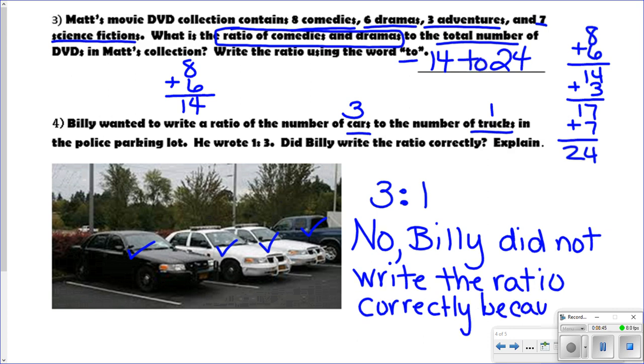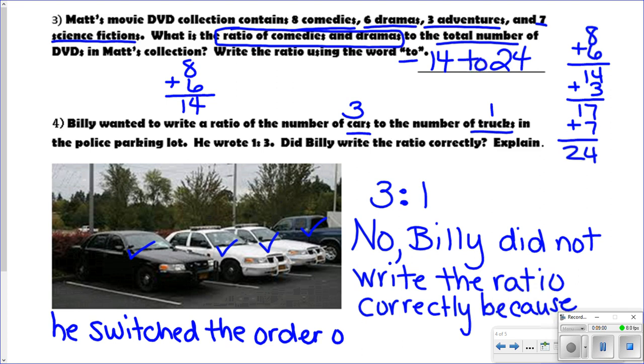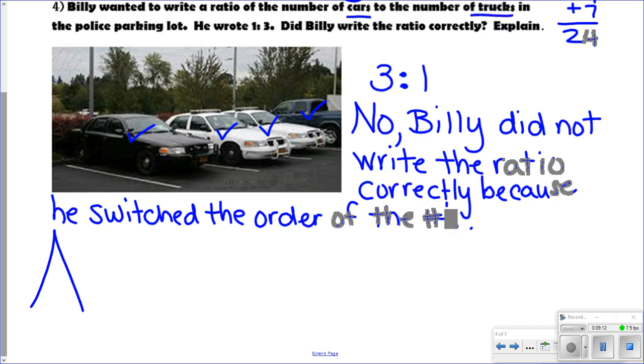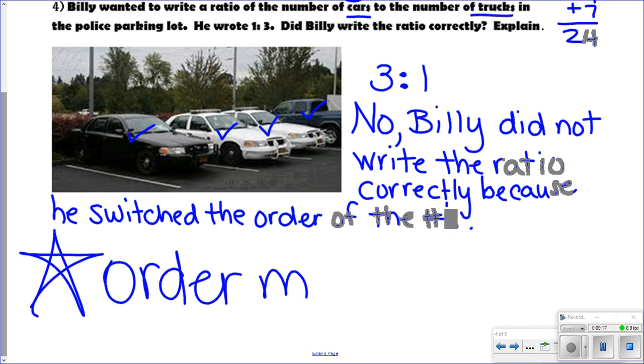Because we switched the order of the numbers. Order matters. That's extremely important. So what I want you to do is at the bottom here, I want you to write in big, bold letters, order matters.